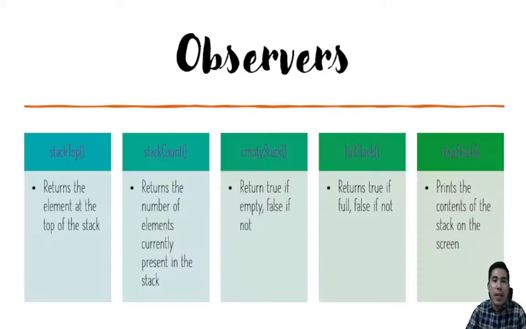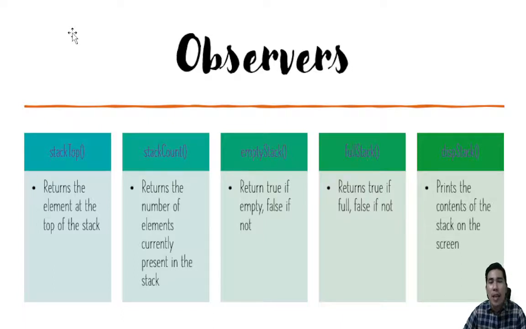For the observers, you have stack top, which returns the top element of our stack. Then we have the stack count, which tells how many elements are currently in our stack. And then we have empty stack or is empty, or you can also have is full or full stack. It depends again on you.